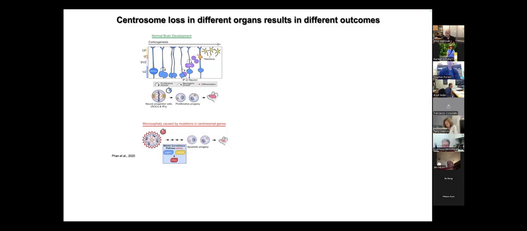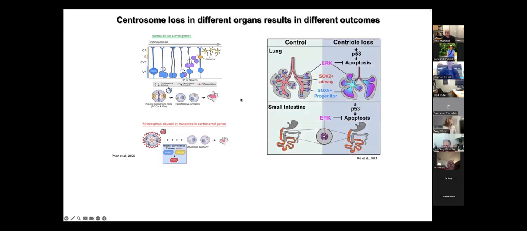But that's usually the end of the story. Those neurons that have differentiated don't then proliferate to form tumors or do anything else. You're just stuck with that small brain phenotype. The lung is a kind of weird hybrid of the two things. It depends on where the mutation is. So if you cause a centrosome gene mutation in one population of progenitors in the lung, you won't have an effect. They will continue to grow just fine. But in another population, you will see an effect.